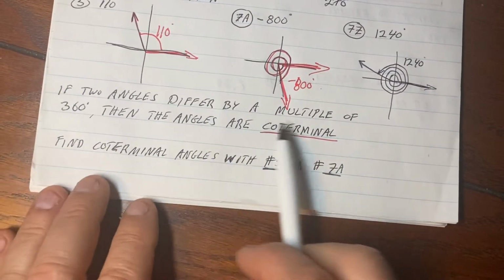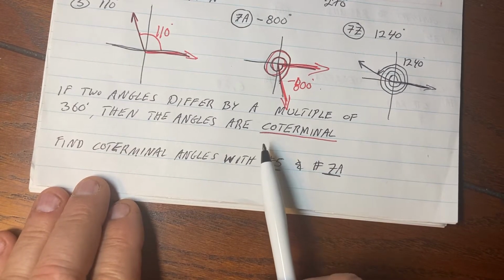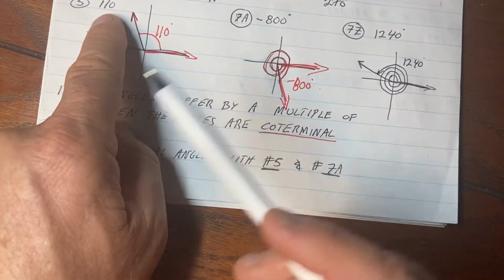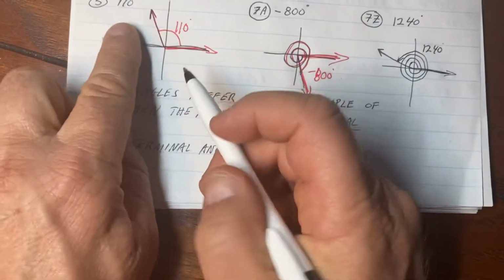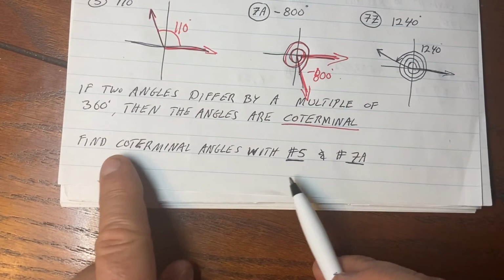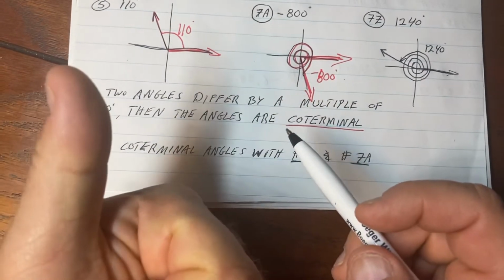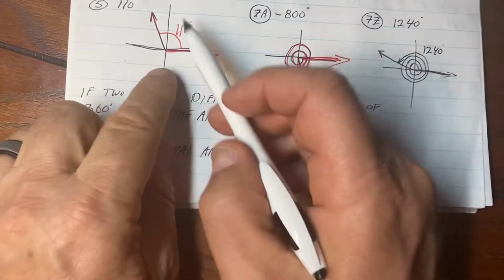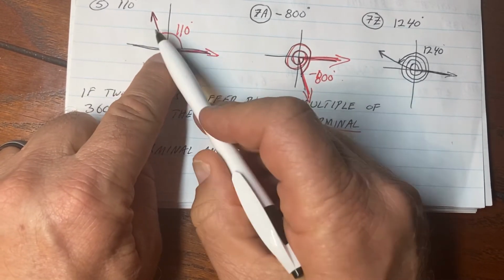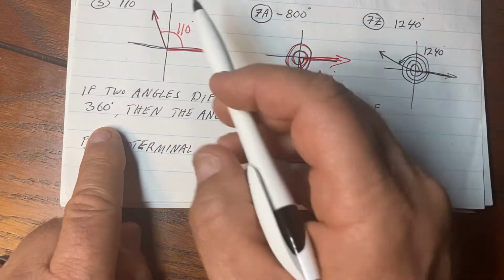If two angles differ by a multiple of 360 degrees, then the angles are coterminal. Oh, so coterminal angles here. If I took this 110, what if I added another 360? So actually I should have said, find coterminal angles with number 5 and number 7a, so these two. Find a positive one, the smallest positive and the smallest negative. Okay, so there's nothing between 0 and 110, so I have to either add 360 or subtract 360. That's what we have to do.